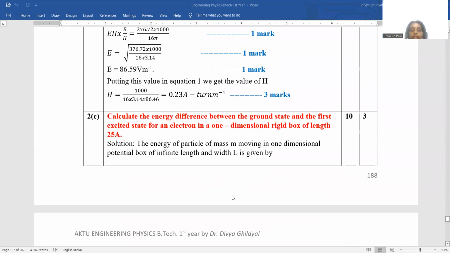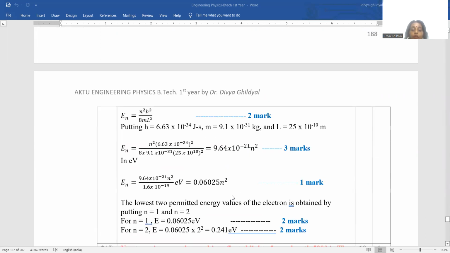Next numerical, calculate the energy difference between the ground state and the first excited state for an electron in a one-dimensional rigid box of length 25 angstrom. For writing this formula, En is equal to n square h square upon 8 m l square, I will get 2 marks. For putting the numerical value, the question paper has not given me the numerical value. I have to put them on my own.